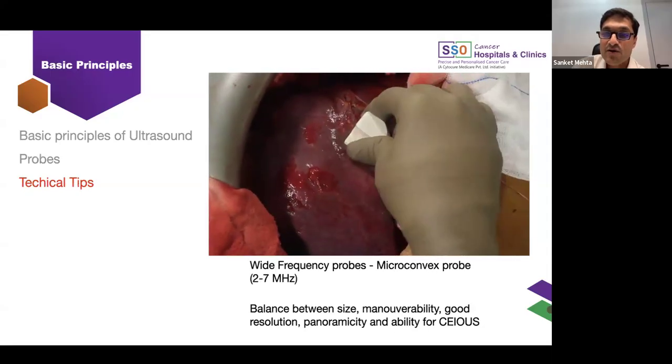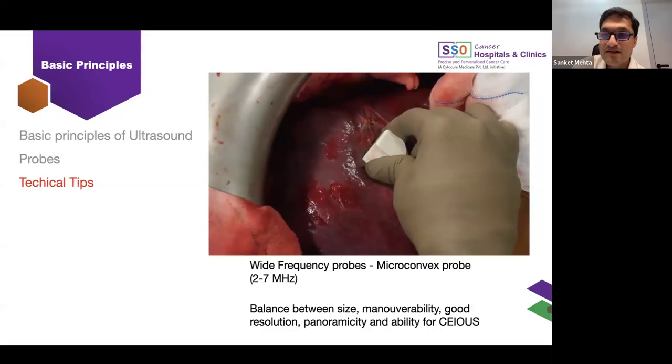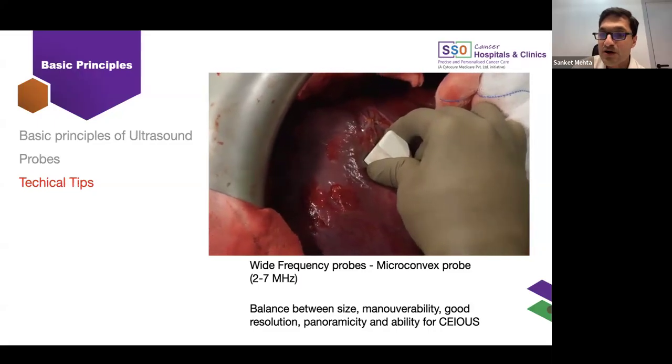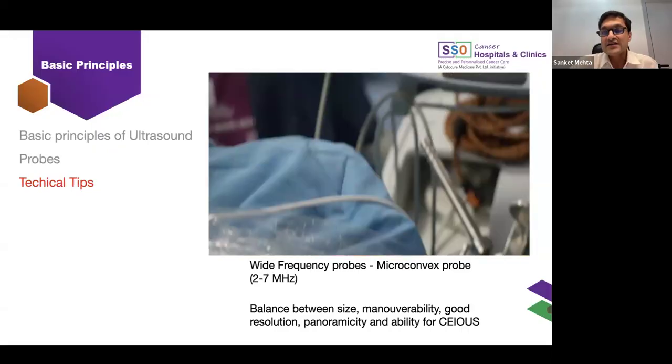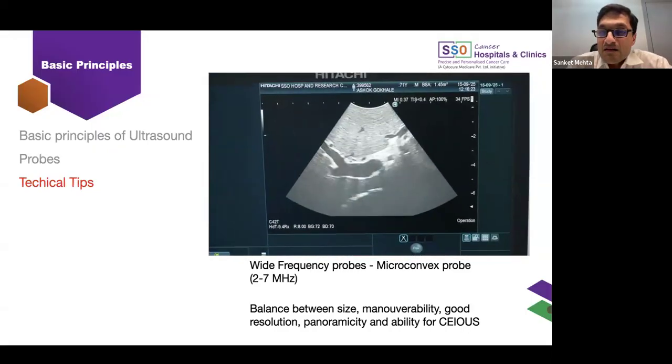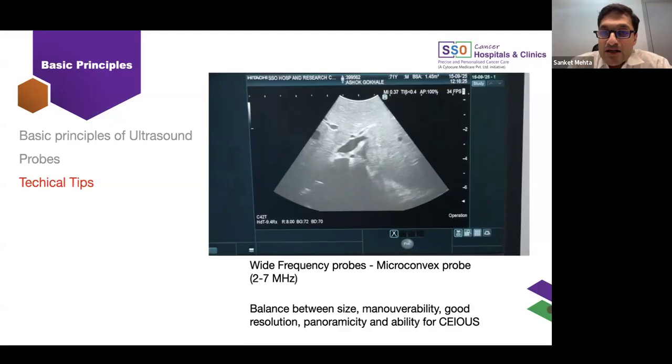Compared to that, you can see the microconvex probe. It's very convenient. It sits very nicely on the liver surface because the area of contact is low. There are hardly any artifacts because there is no air interposition.